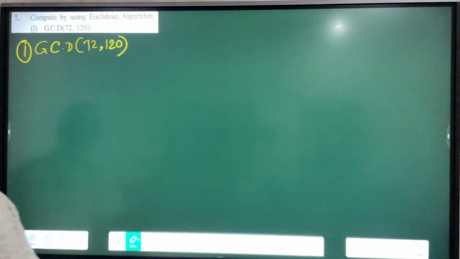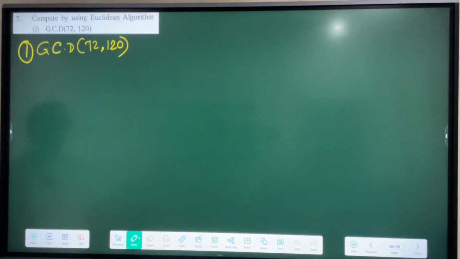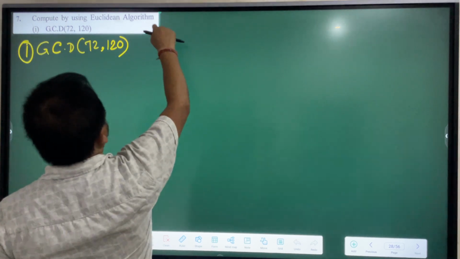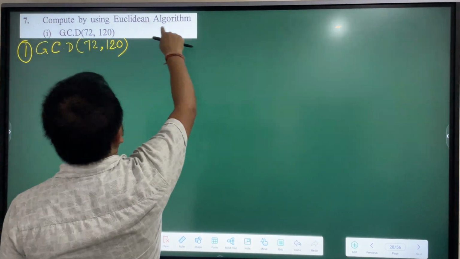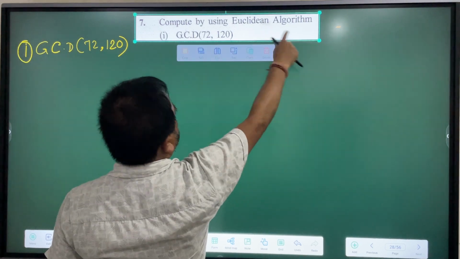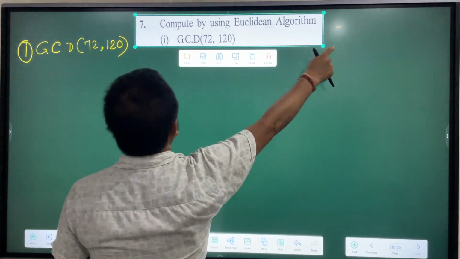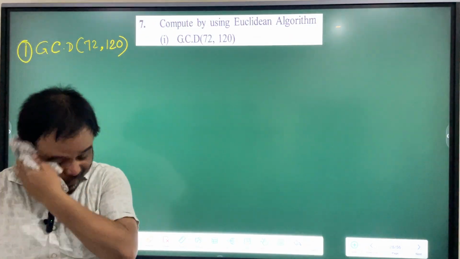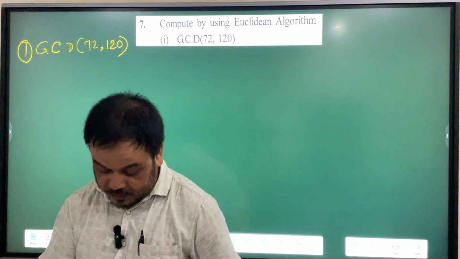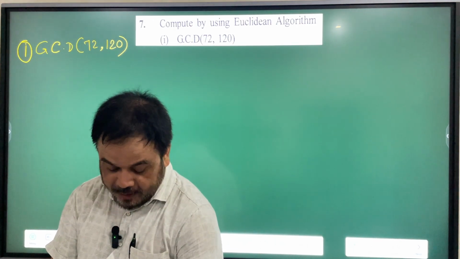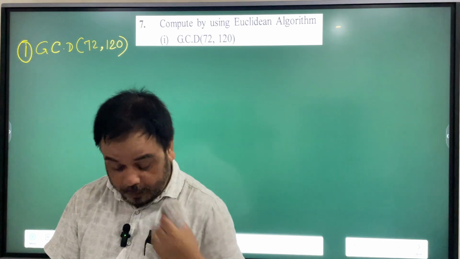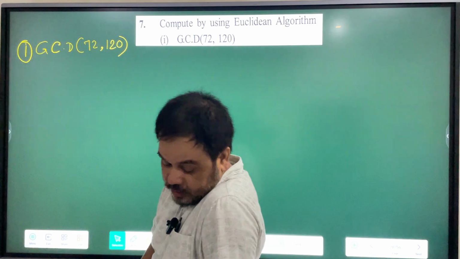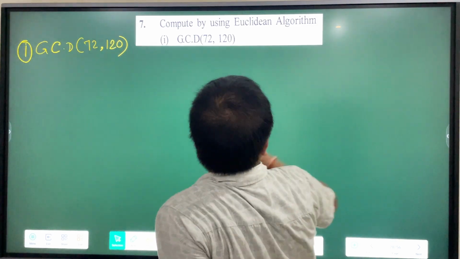Compute by using Euclidean algorithm. We have to use Euclidean algorithm. Euclidean algorithm I have already shown, and it is already in the book. That means we have to divide and show the GCD of 72 and 120. So let us do it.